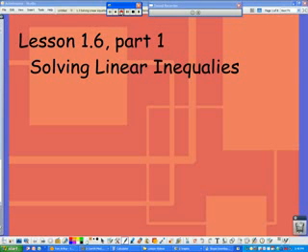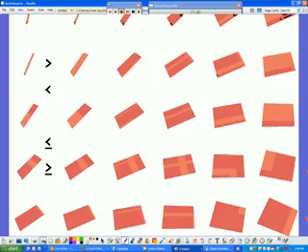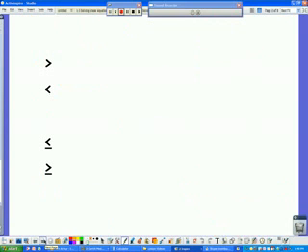Alright, this is lesson 1.6, part 1, solving linear inequalities. Now remember that an inequality includes a greater than or a less than sign. It could also include a less than or greater than or equal to sign.